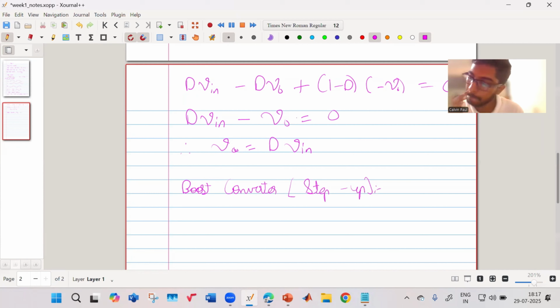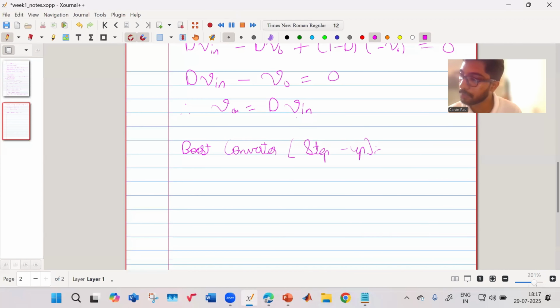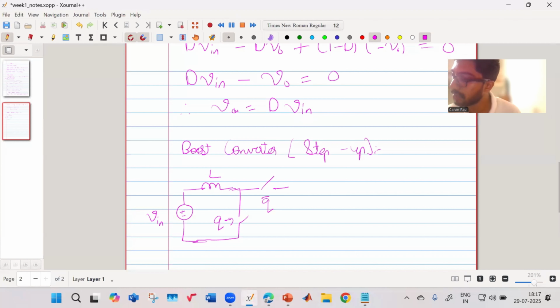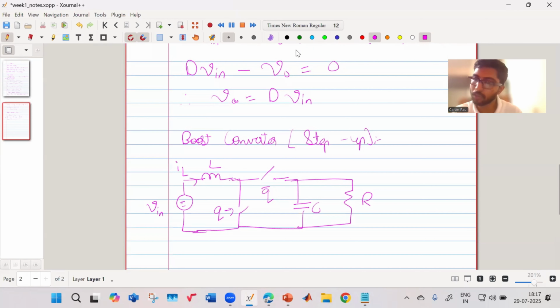Okay, so actually the boost converter is used for step up and its configuration is given like this. So you have your input voltage, then you have your inductor, then you have one switch like this, which is the main gate signal. Then you have your complementary switch followed by a capacitor and a resistor. Okay. So the boost converter is required when we want to increase the output voltage, which is this, the output voltage, right?